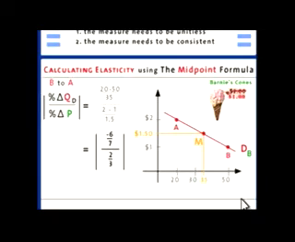The great thing about using the midpoint formula for calculating elasticity of demand is you get the same answer whether you're going from point A to B or back from B to A. This is how we calculate elasticity of demand in economics.